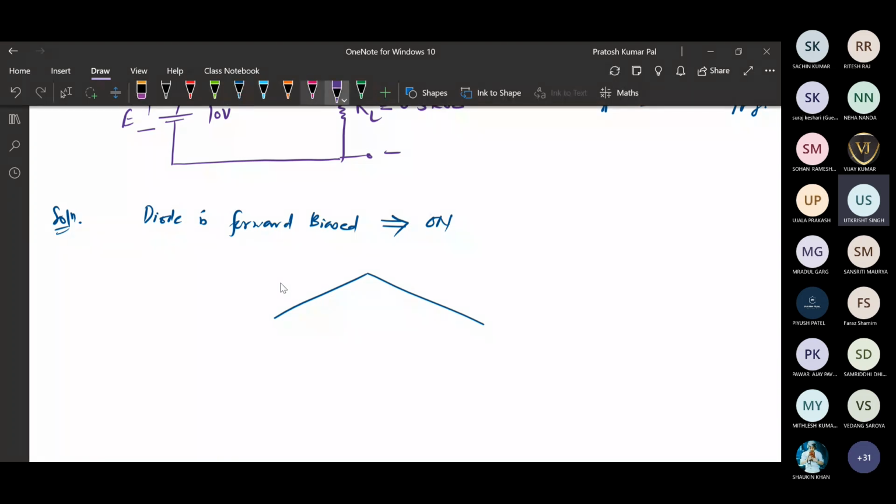So one of the methods that we can use is the load line method, or we can use the approximate method. Okay, so we will just see how we can do the load line analysis.